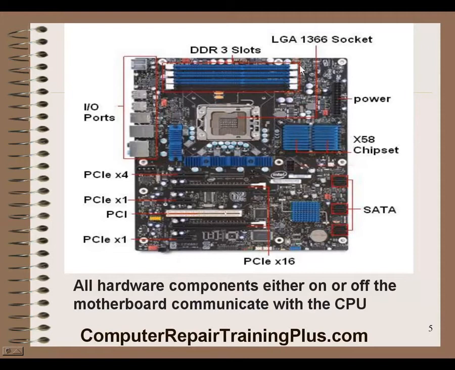Slots for memory. There's an LGA 1366 socket. This is a fairly newer motherboard. It also has the X58 chipset, which is your north bridge, but it's not the memory controller anymore, because this would be the new Core i7. The memory controller is now on the CPU, which really speeds things up.